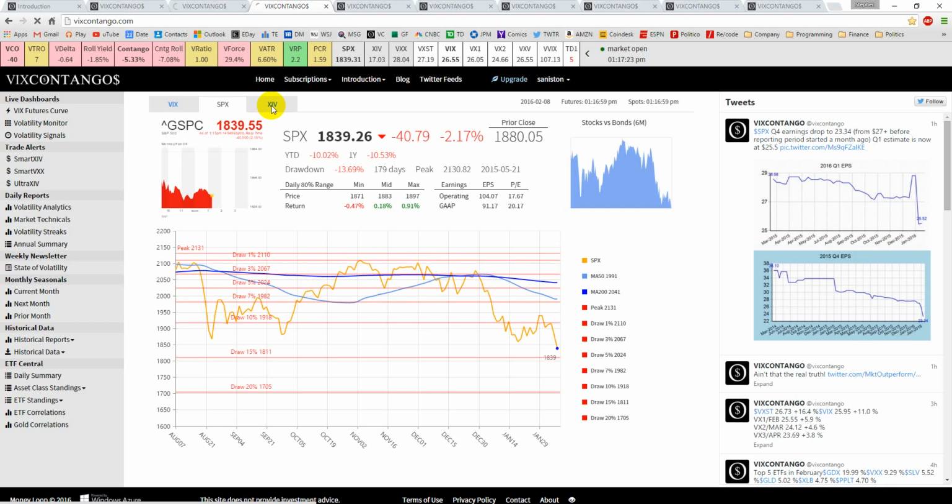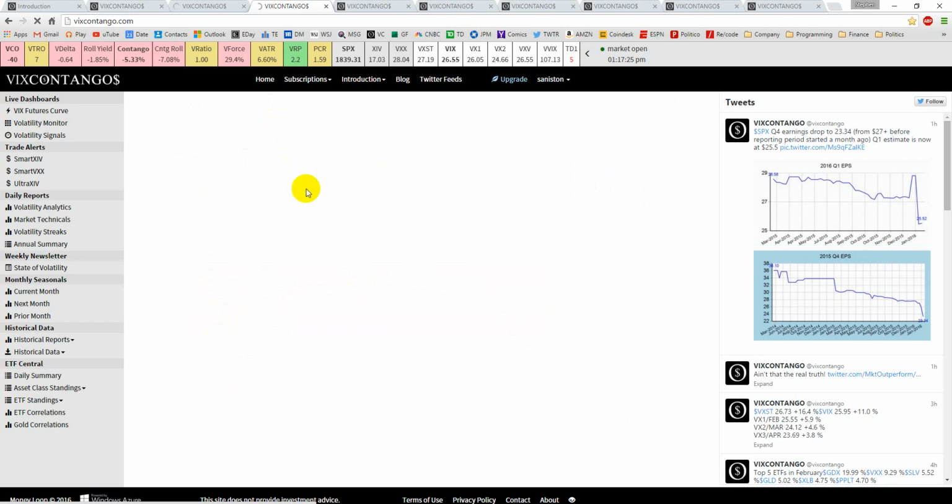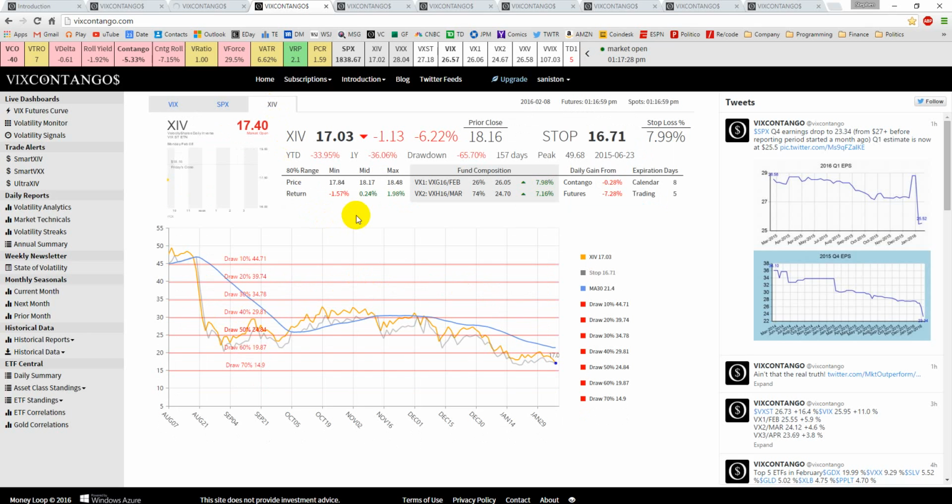The next dashboard in the volatility signals is focusing on the XIV. In this again, you get to see the XIV, how much it lost today, the percentage loss, the prior close. This is a calculated ATR stop and the stop loss percentage. We get to see the year-to-date performance of the XIV, the one-year performance, the drawdown from all-time high, how long has it been in this drawdown, the peak value of 49.68 on June 23rd.